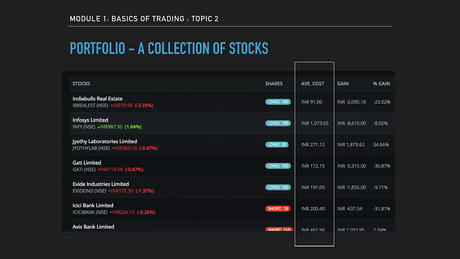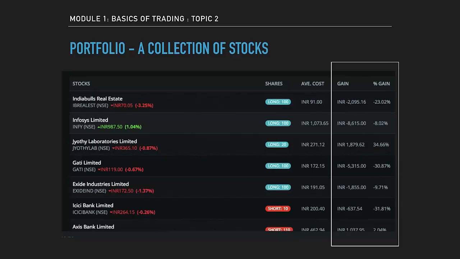Now, the average cost is the averaging out of all the cost prices in case you have done multiple purchases on a stock. Say, for instance, you bought stock A on day 1 at price 100 and you bought the same stock on day 10 at price 200. Then, depending on the quantity you bought on day 1 and day 2, your portfolio contains the average cost price of all the stocks across day 1 and day 2.